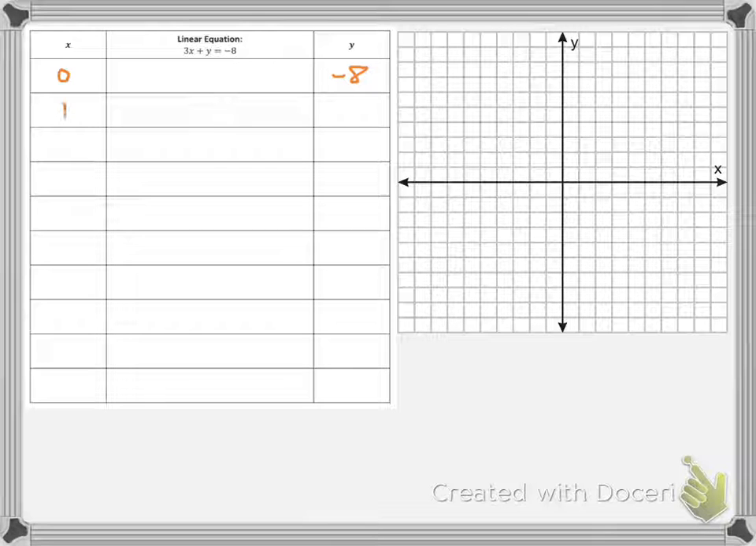Okay, if we put a 1 in for x, we get 3 times 1 is 3 plus y equals negative 8. We would have to subtract 3 from both sides. That gives us y equals negative 11. Let's go with a negative number already. So we're getting big on our y values, or small actually on our y values. So let's go with a negative 1. If we put a negative 1 in, we get 3 times negative 1 is a negative 3 plus y equals negative 8. I would have to add 3 to both sides. That gives us a negative 5.